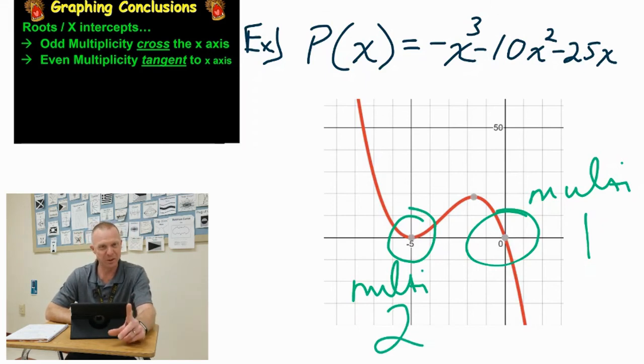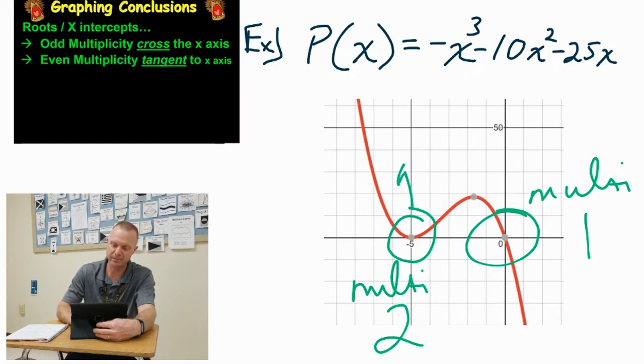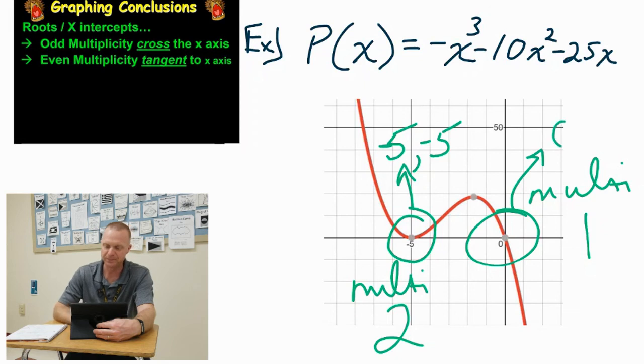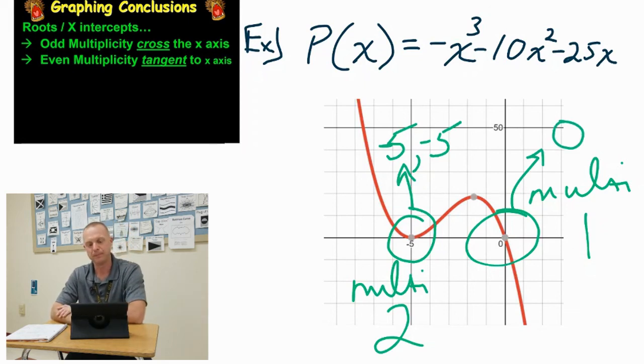Okay, so we can look at a graph and we can start to see how many times the root is counted. Okay, and I just want to make sure you're not confused that I'm simply saying that the number -5 is counted twice. And I'm saying that the number 0, x equals 0, is counted once.